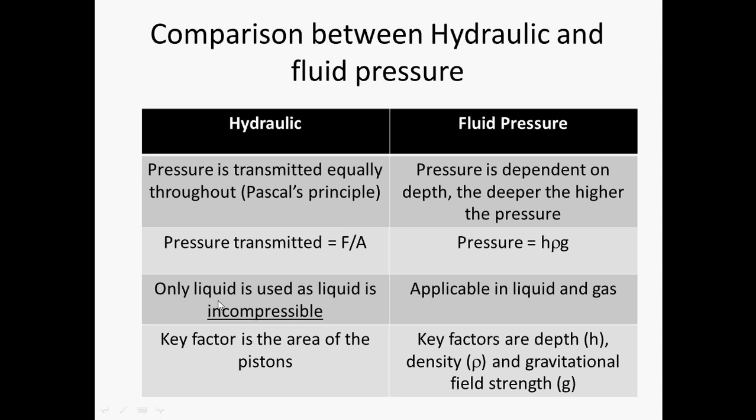For hydraulics, only liquid can be used. You cannot use gas because liquid is the only fluid that is incompressible. Gas is compressible, so it cannot be used as a hydraulic fluid. For fluid pressure, the formula H rho G is applicable to both liquid and gas. The key factor in hydraulics is the area of the pistons, while fluid pressure depends on the formula H rho G, so the depth, the density, and the gravitational field strength.